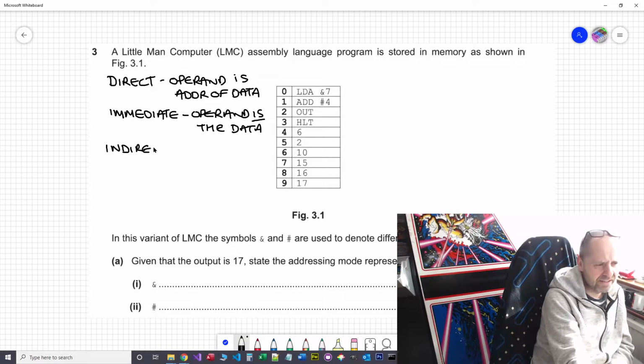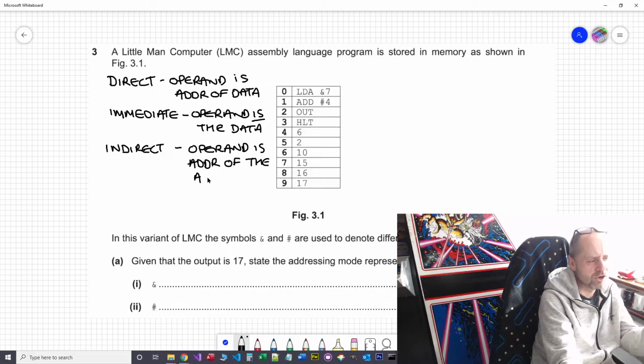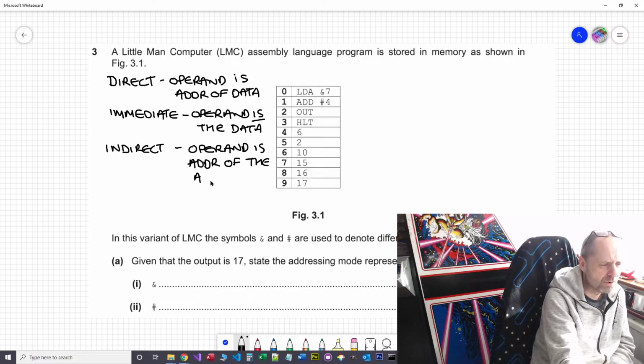So indirect is where the operand is an address where we will find the address. So the operand is the address of the address of the data. It's used when we're doing interrupts and device drivers and stuff. Sometimes called vectored addressing because you're basically saying look it up somewhere else. It's a lookup, basically. We use that a lot when we're assembly language programming, lookup tables and things.